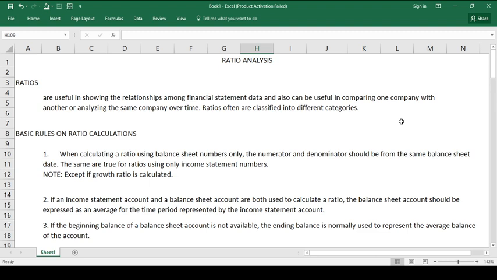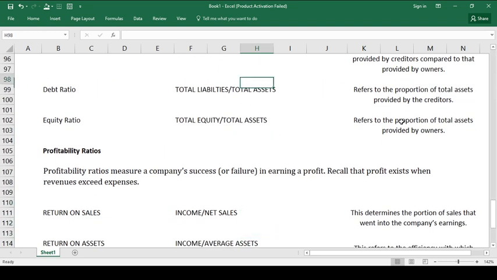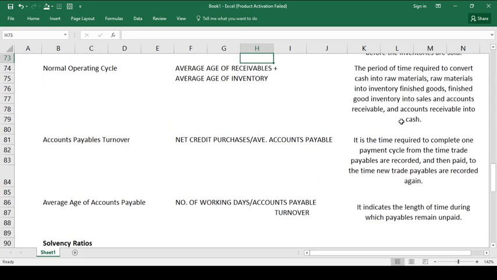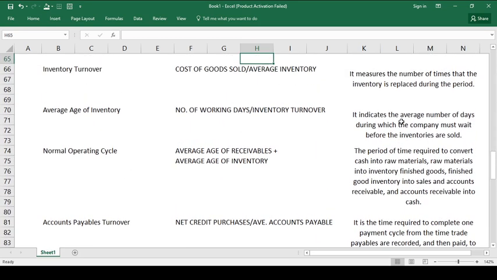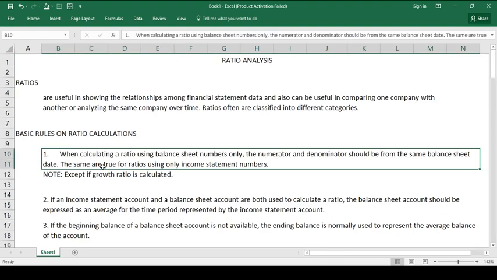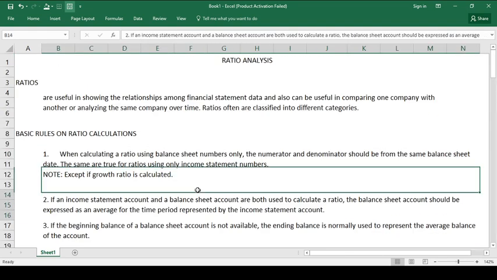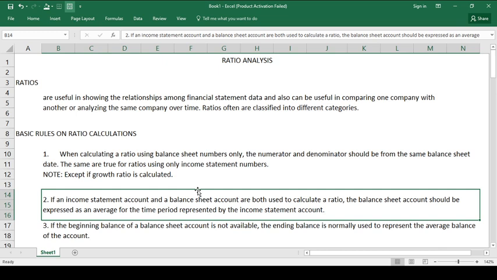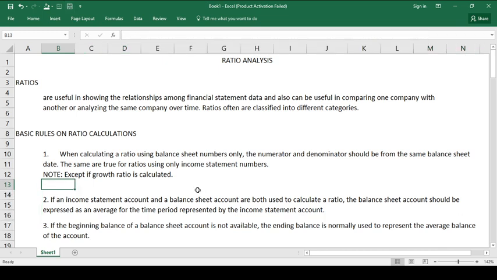But before we proceed to the different categories, I want you to know the basic rules that we need to follow on ratio analysis. Number one, when calculating a ratio using balance sheet numbers only, the numerator and denominator should be from the same balance sheet date. The same is true for ratios using only income statement numbers.